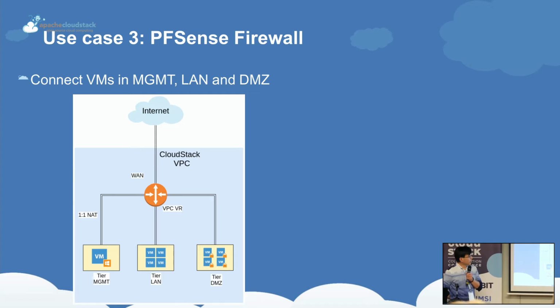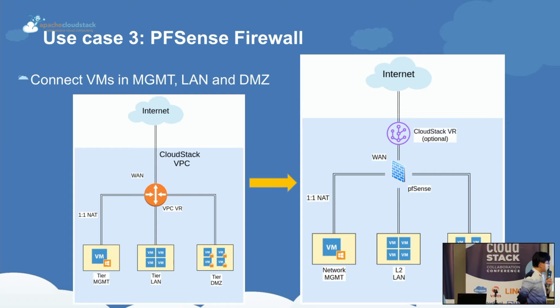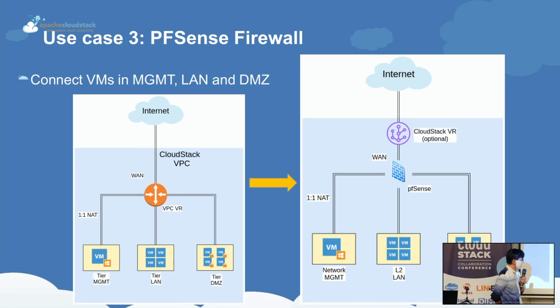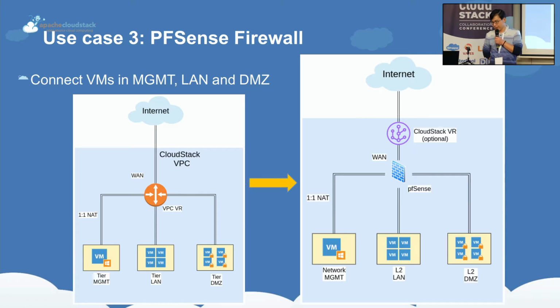There is another way to replace this, which does not rely on the CloudStack VPC. We can replace the VPC VR with a pfSense VM. Here, we call it a VNF appliance. I will use this use case as an example to explain how to build our own VNF images and compare these two solutions.